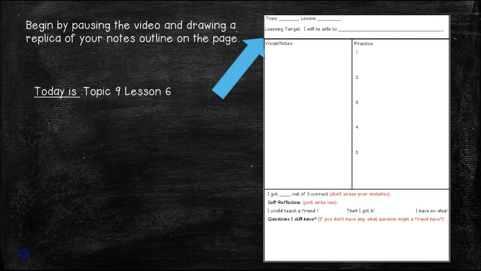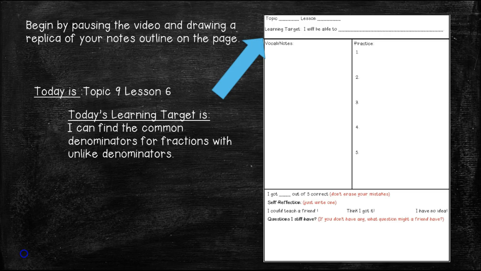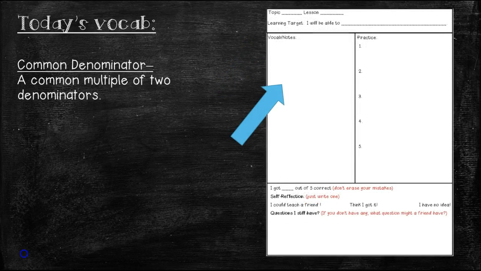Today we're going to be talking about Topic 9, Lesson 6. And today our learning target is, I can find the common denominators for fractions with unlike denominators. Today's vocabulary word is common denominator. A common multiple of two denominators is a common denominator.